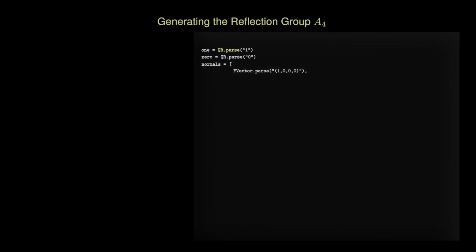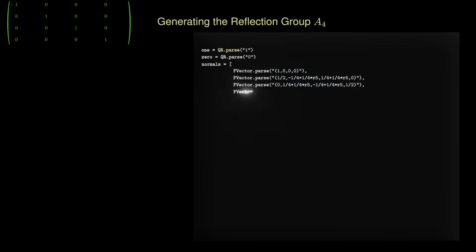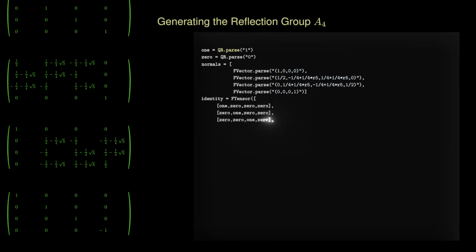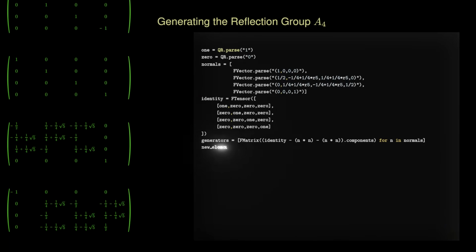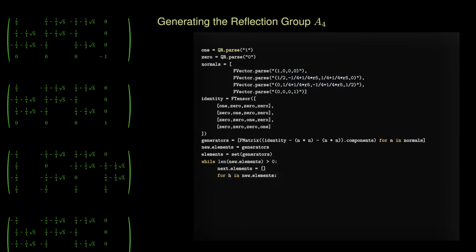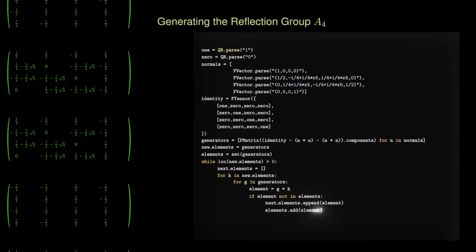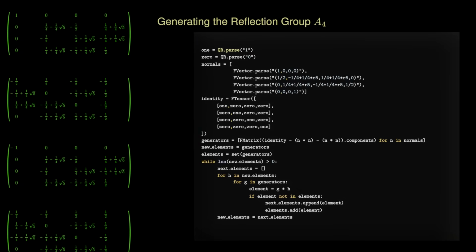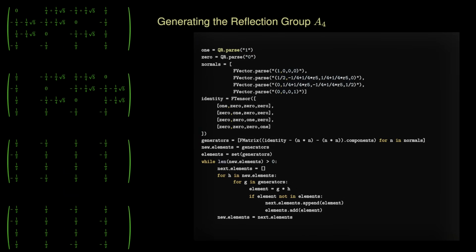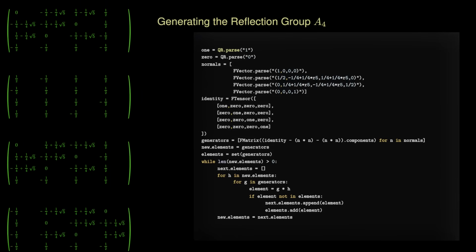Now comes the computational core. We generate a matrix representation of the symmetry group. Starting from the reflection matrices as generators, we multiply them in arbitrary order and as often as needed until no new matrices appear. In practice, this closure process is handled by a short Python script.